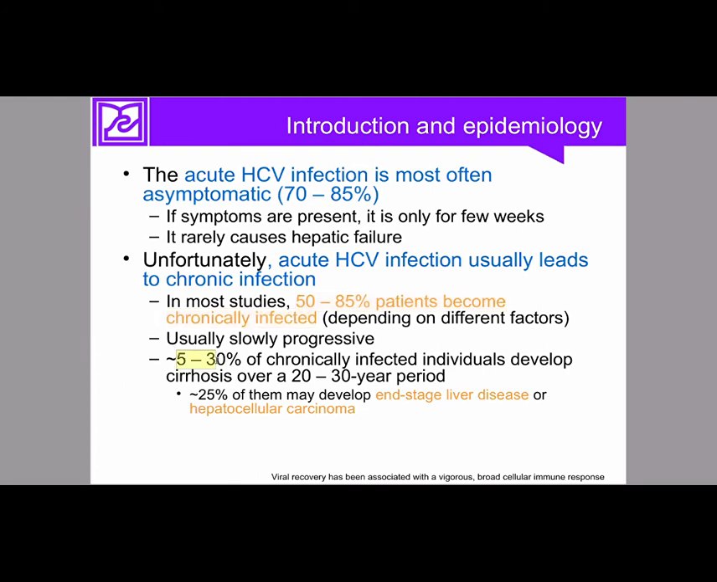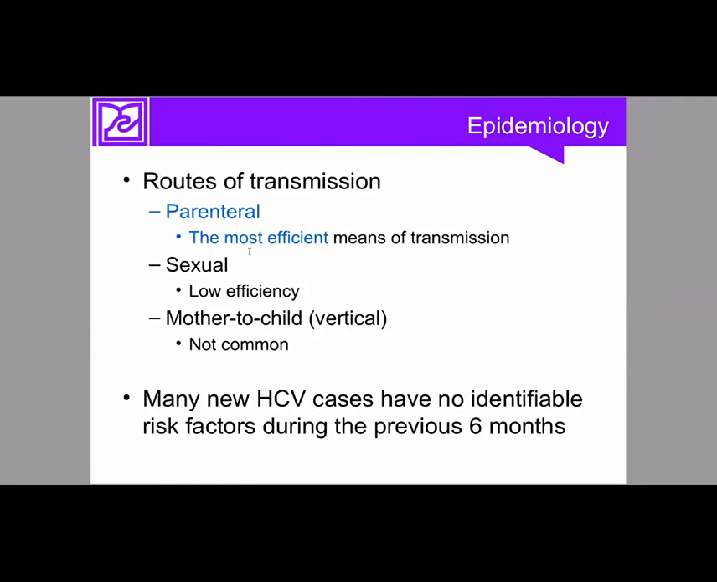Between 5 to 30% of them will develop cirrhosis. And some of them, 25% of them, will develop the most severe complications: end-stage liver disease or hepatocellular carcinoma, liver cancer. Hepatitis C virus is oncogenic, as you already know.